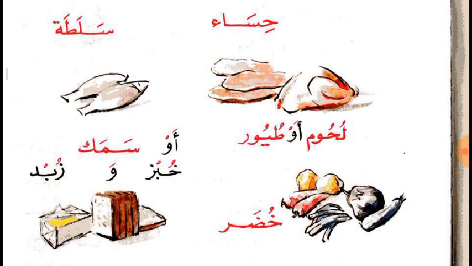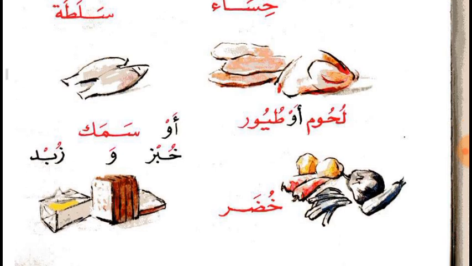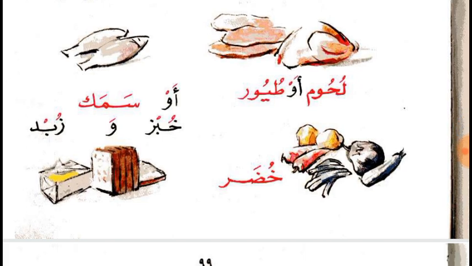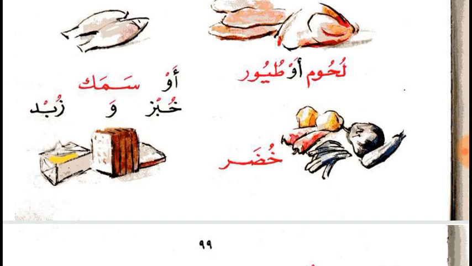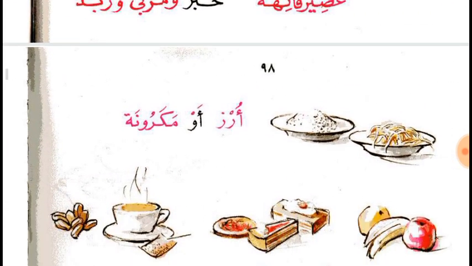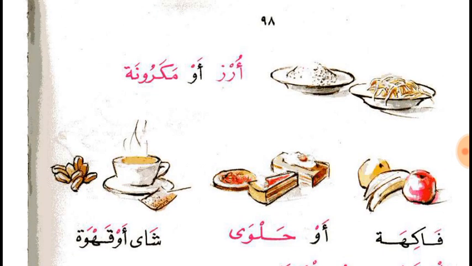Al-ghada, lunch. Hisa means soup. Salata, salad. Lahum aw tuyur, meat or chicken. Lahum means mutton or beef, and tuyur means bird's meat like chicken. Aw samak, or fish. Khubz wa zubd, bread and butter. Khudar means vegetables. Then, sir, urz, rice.